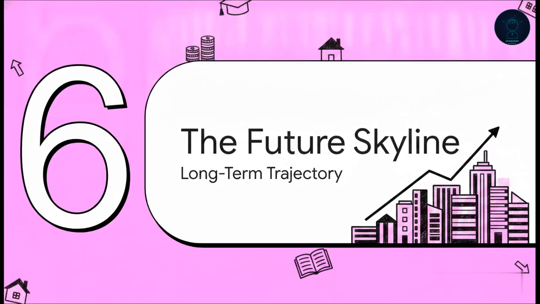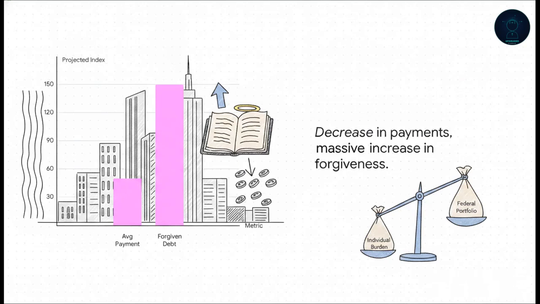Finally, Part 6, the future skyline. Let's look at the long-term trajectory. Looking at the projections based on these renovations, the skyline is definitely shifting. The data indicates that we're going to see a significant decrease in average monthly payment obligations for millions of borrowers. Concurrently, because the pathways have been widened and the math has been made more generous, we're projected to see a massive increase in the total volume of debt that actually reaches those statutory forgiveness milestones over the next 10 to 20 years. Structurally, this represents a major transfer of the financial load, shifting the long-term cost from individual borrowers back into the broader federal loan portfolio.